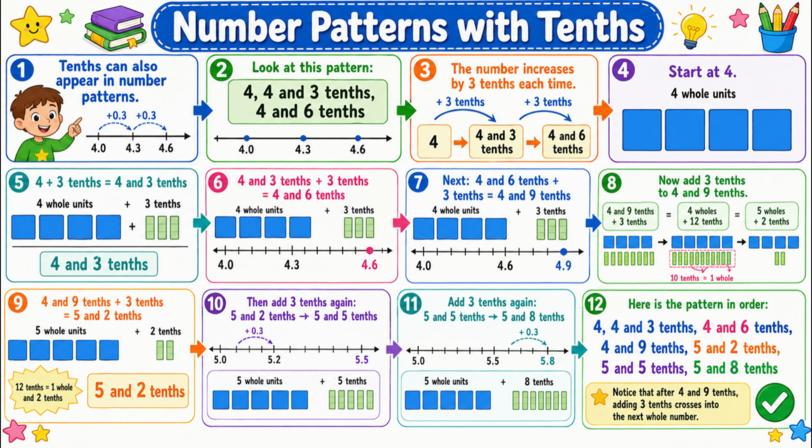Number patterns with tenths. Tenths can also appear in number patterns. Look at this pattern: 4, 4 and 3/10, 4 and 6/10. The number increases by 3/10 each time, so the next numbers are 4 and 9/10, 5 and 2/10, 5 and 5/10, and 5 and 8/10. Notice that after 4 and 9/10, adding 3/10 crosses into the next whole number.